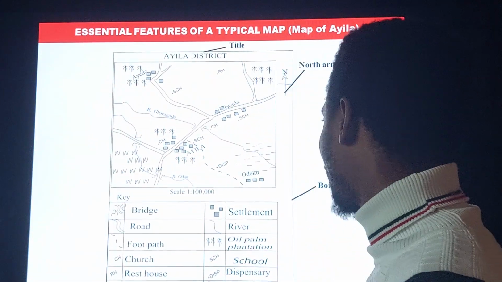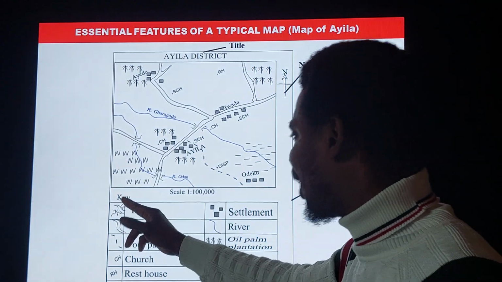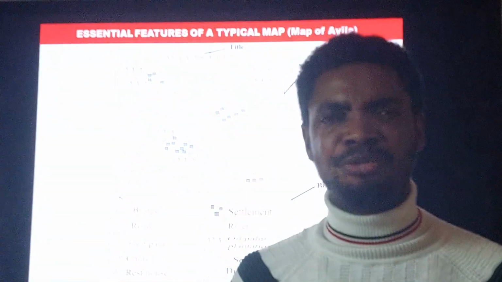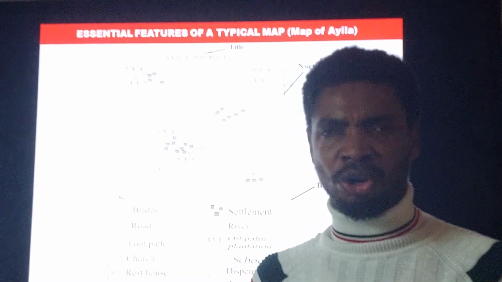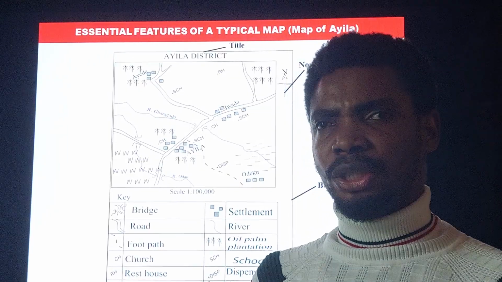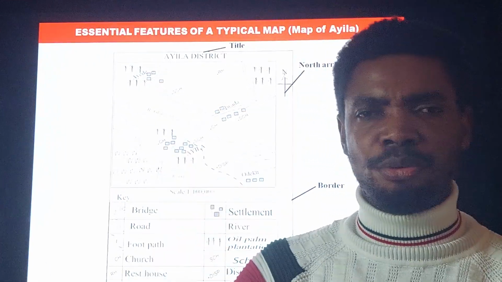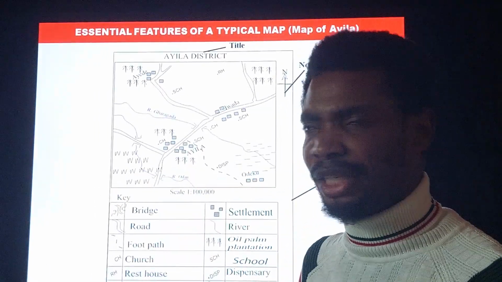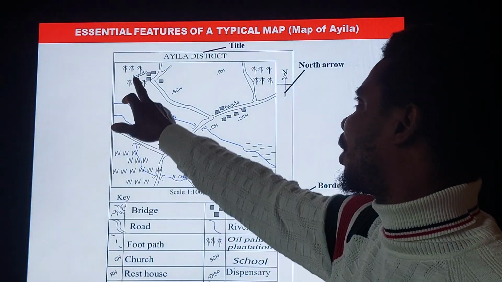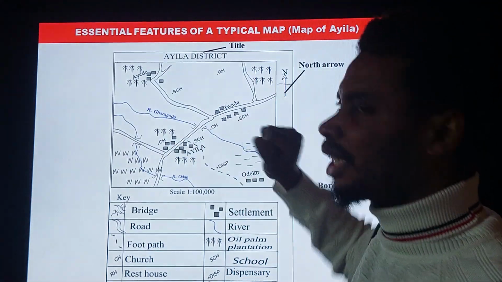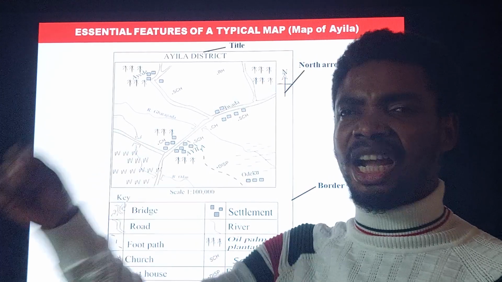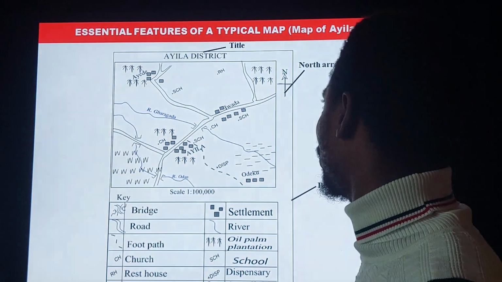Then we have the scale here, and then we have the key. The key is like the key that opens the map for interpretation. As you have your key to your house, so also the key of a map opens up the map for interpretation. Without the key, you will not understand what this sign means. Key is a legend that interprets the conventional signs that are used on the map.